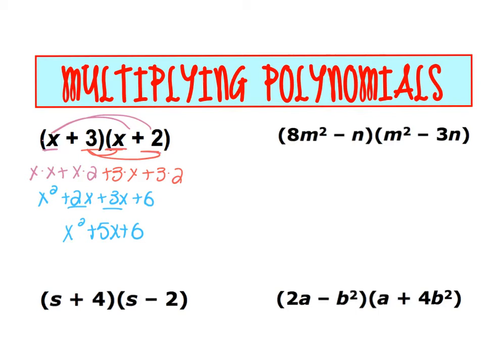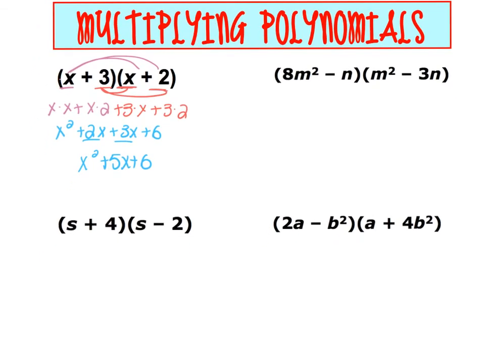Okay, so that's basically what we're going to be doing today: we're going to be distributing, but more than one. So it's kind of familiar, but we're going to have a lot more steps. I'm going to move to this example here, s plus 4 times s minus 2, just because it's kind of similar to the ones we just did.